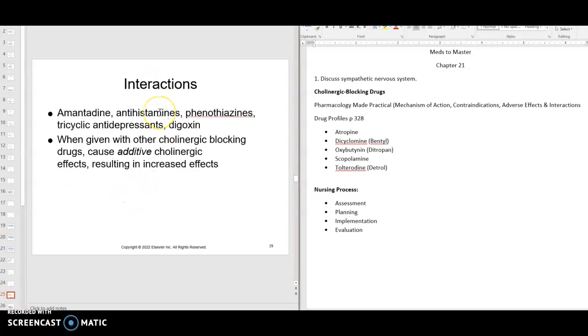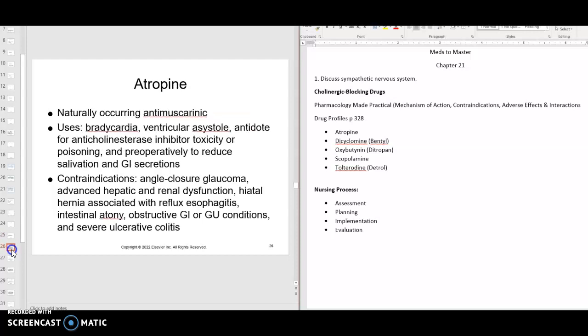Our interactions for our cholinergic blocking or anticholinergic medications. We mentioned our tricyclic antidepressants on Tuesday, antihistamines such as Benadryl, and digoxin, which we'll talk about when we get to our cardiac stuff. When I give them with other anticholinergic drugs, they can have that additive effect, so it keeps increasing the intended effect to almost too far the other way.